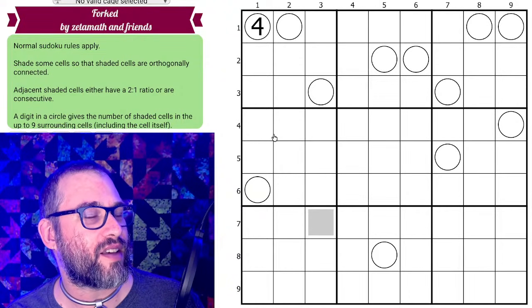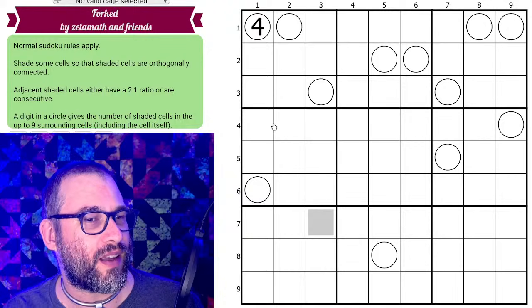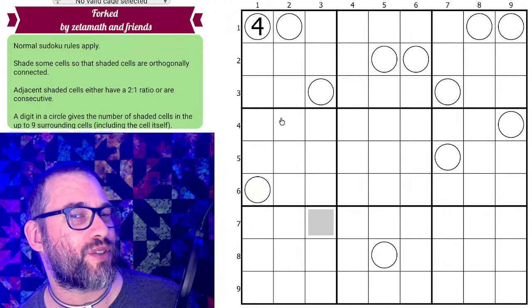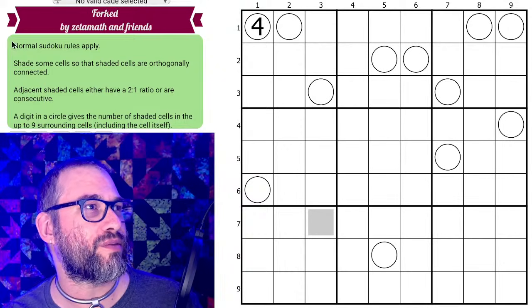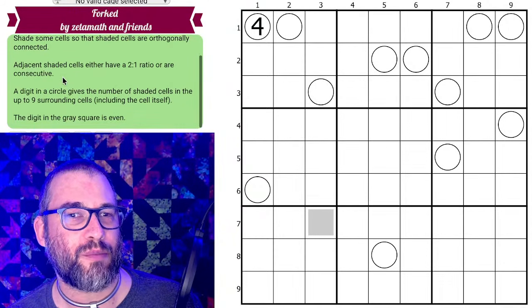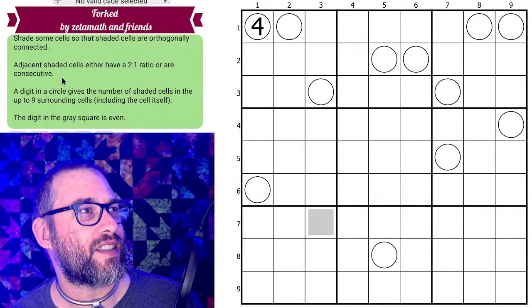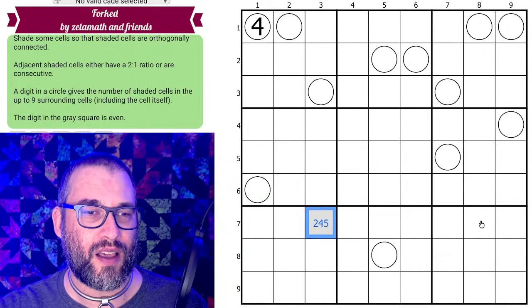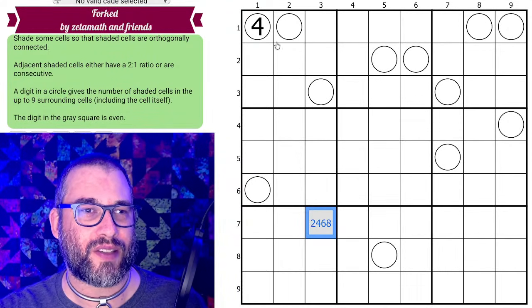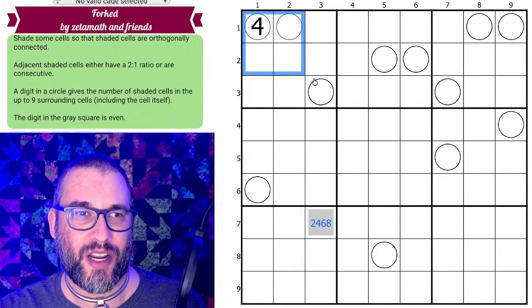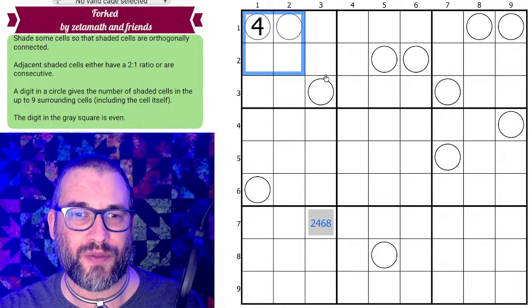Adjacent shaded cells have some Kropke relationship. They are either in a 2-to-1 ratio or they are consecutive. And a digit in a circle gives the number of shaded cells in the up to 9 surrounding cells, including itself, and this is even. So let's go ahead and mark this as even. This 4 indicates that all of these are shaded. What color will we use for shaded?